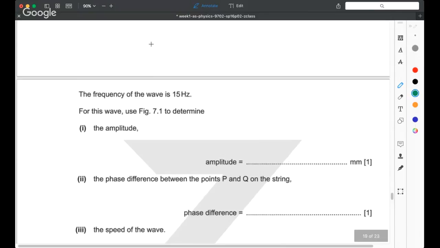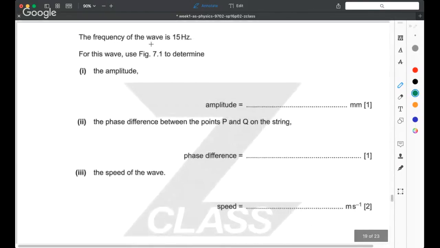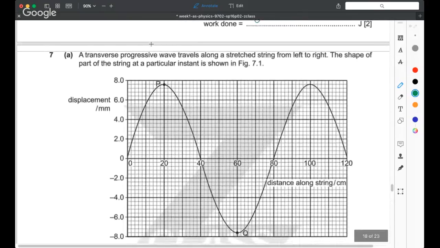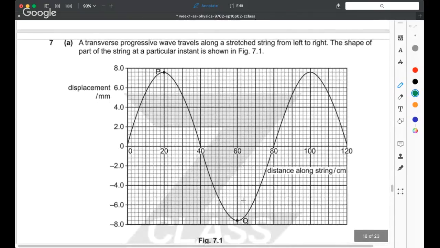So the second one, the phase difference between P and Q. P and Q, that's half a cycle. So that's 180 degrees, which is pi. This is half. Right, pi. I'm glad I remember that.